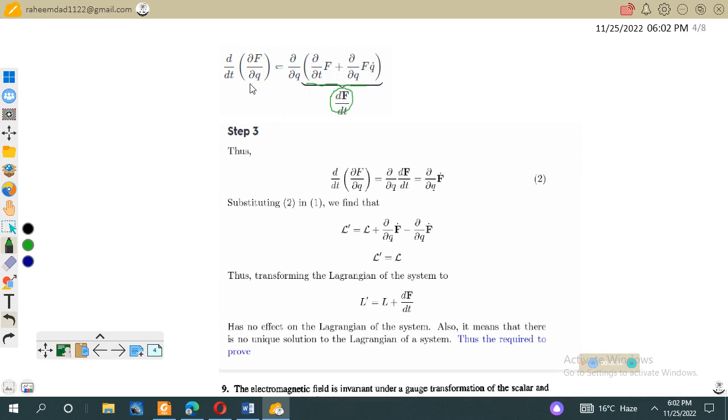So d over dt of partial f over partial q becomes partial over partial q of this term, and this whole term is equal to df over dt, which is f dot. So it is partial over partial q of f dot. Substituting this, which is equation 2, back into equation number 1.